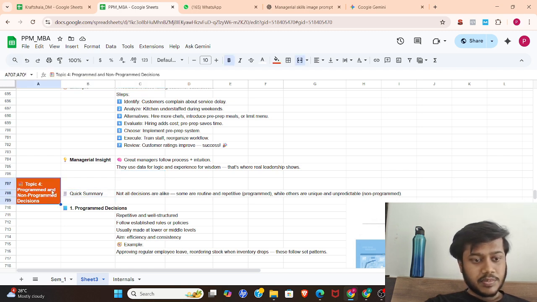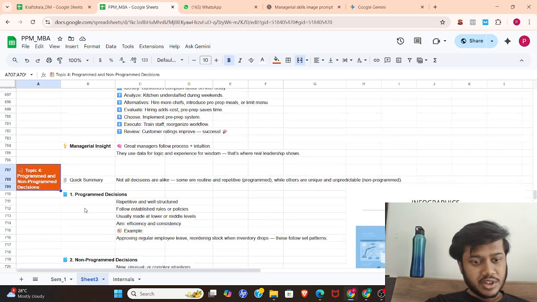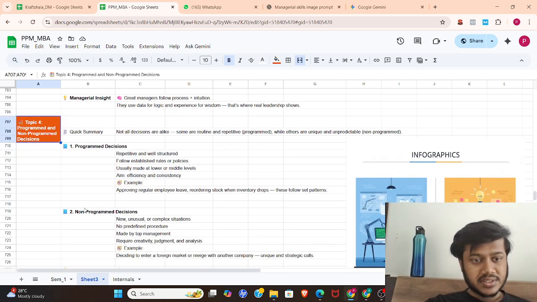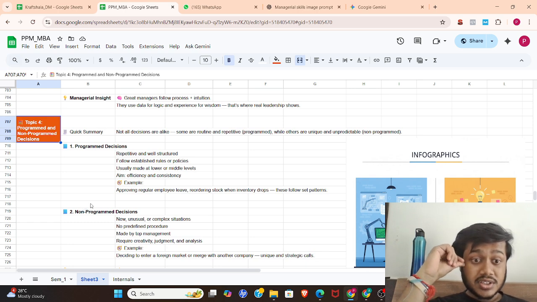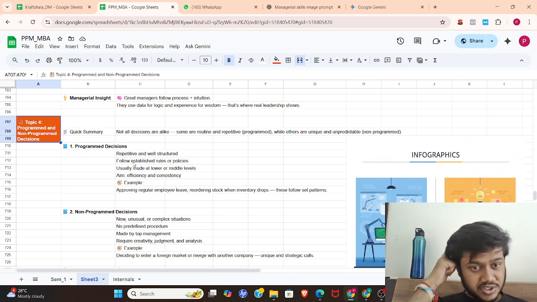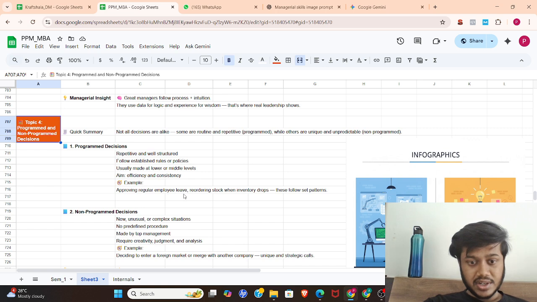Okay, now moving to topic 4, programmed and non-programmed decisions. So basically, I know that you have no idea about this, so let's find out what it is. Programmed decisions are repetitive and well structured. Basically, a decision that you have to take on a daily basis comes under programmed decisions. They follow established rules or policies, are made at lower or middle levels, and aim at efficiency and consistency. For example, approving regular employees' leaves.